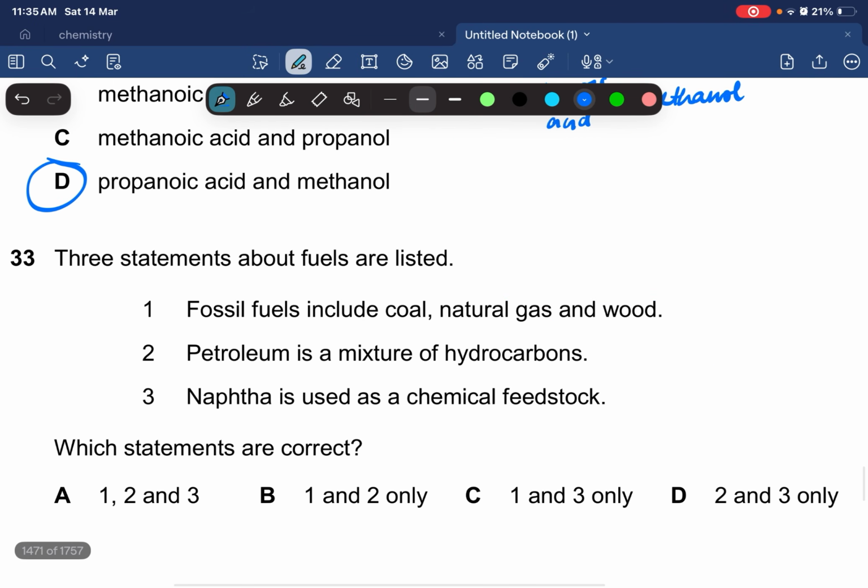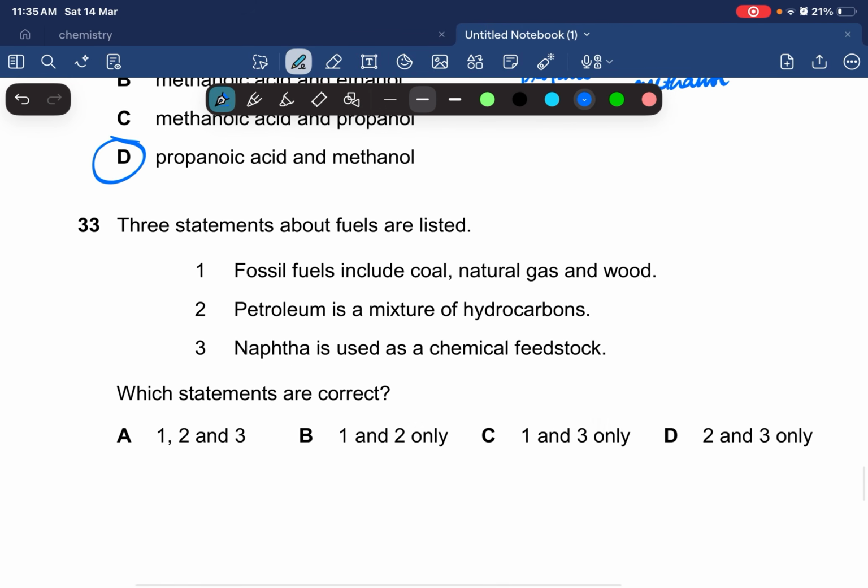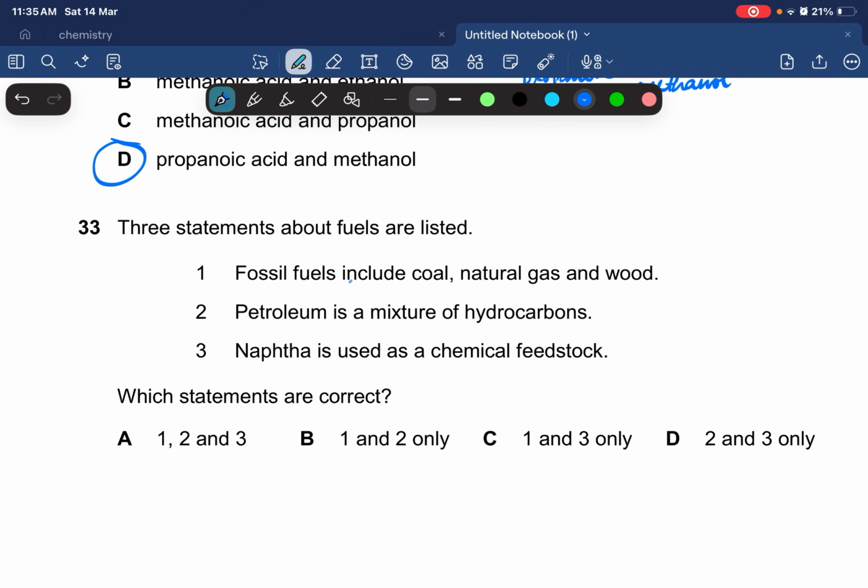Fairly easy. 3 statements about fuels are listed. Fossil fuels include coal, natural gas, and wood. Petroleum is a mixture of hydrocarbons. Naphtha is used as a chemical feedstock. Wood is not a fossil fuel, right?